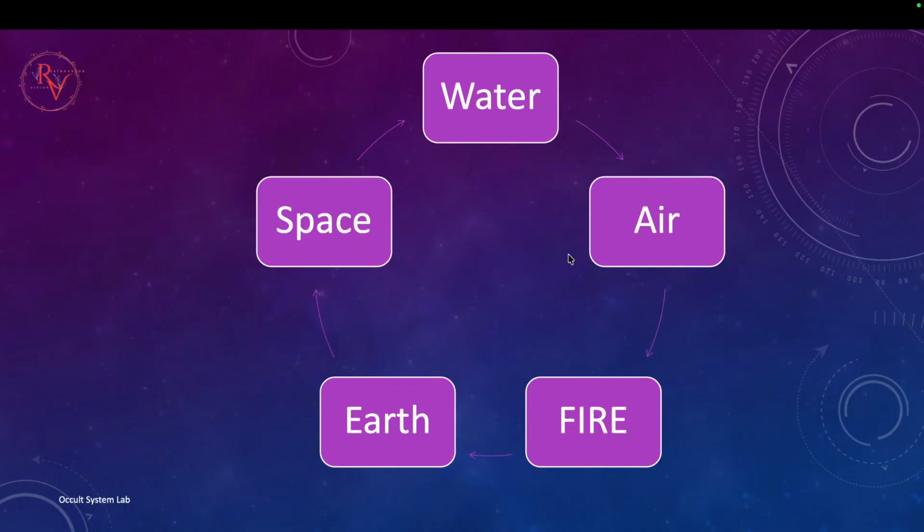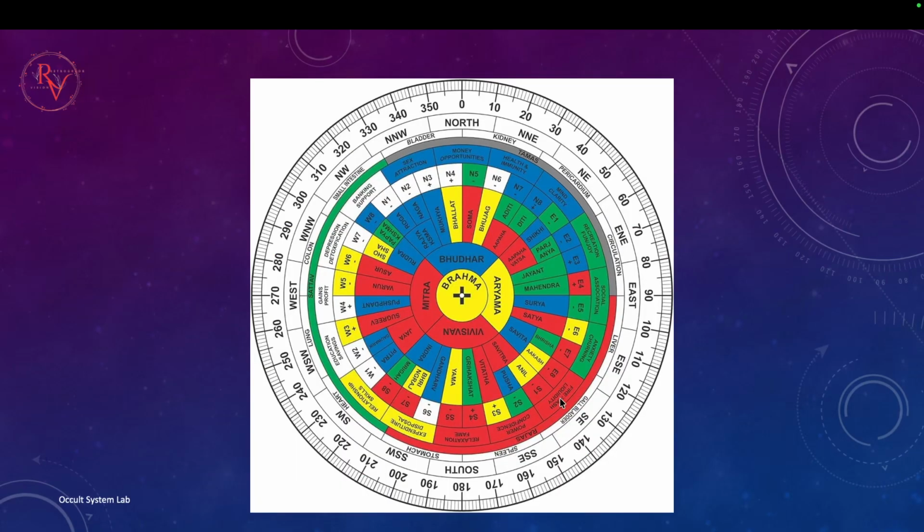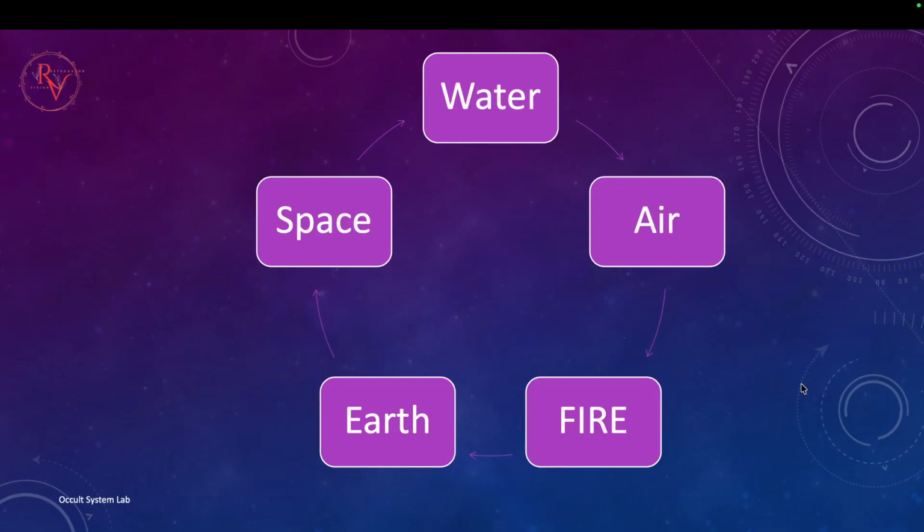For example, if you have fire in the water direction, then the opportunities will go away, because fire and water are anti elements. Similarly, if a watery element is present in the fire direction, what is the fire direction? These red color ones, from southeast up to south. If in these three particular slots you have any element which represents water or space, that is an imbalance.